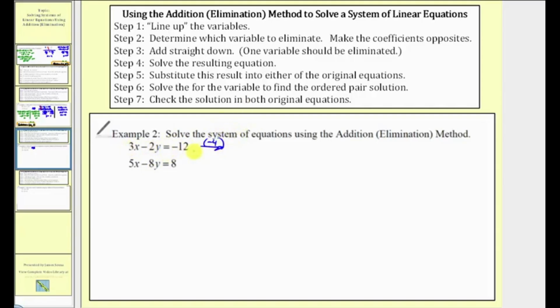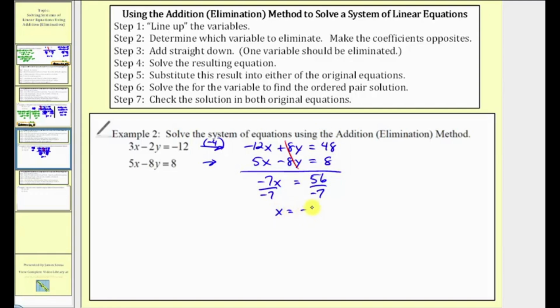So multiplying both sides of this first equation by negative 4, we'd have negative 12x plus 8y equals negative 12 times negative 4 is positive 48. Second equation stays the same. Step 3, add the equations. Negative 12x plus 5x is negative 7x. 8y plus negative 8y is 0. So we have negative 7x equals, this would be 56. Dividing both sides by negative 7, we get x equals negative 8.